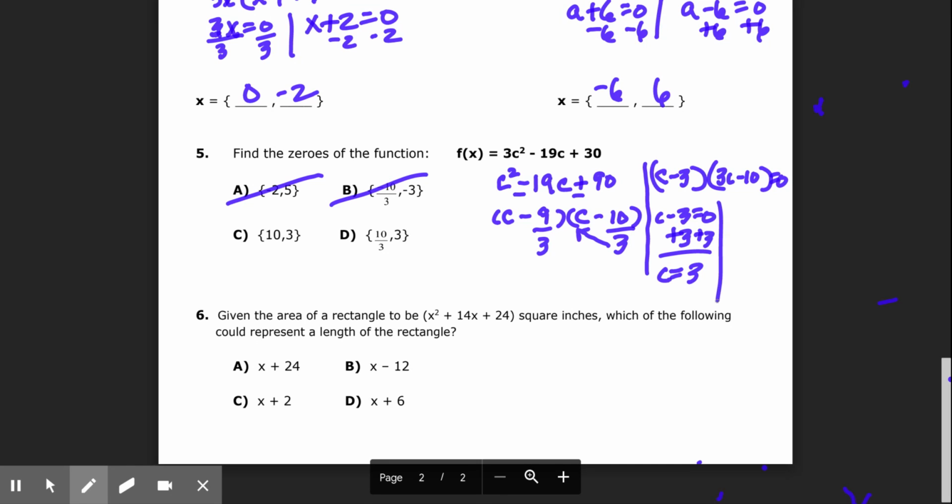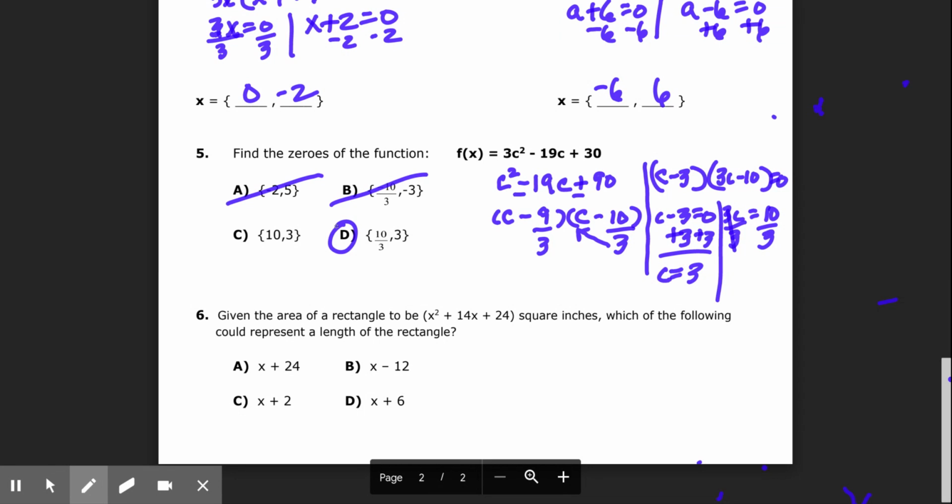And then we have 3c minus 10 equals 0. So what we're going to do is go 3c, and I'm going to go ahead and put that negative 10 over to the other side and make it a positive 10, and then divide by 3. So that'll be 10 thirds, which will be this one. And remember, it doesn't matter which order they're in. These are x-intercepts. It's not an ordered pair.